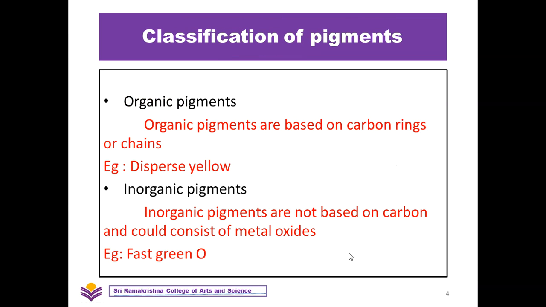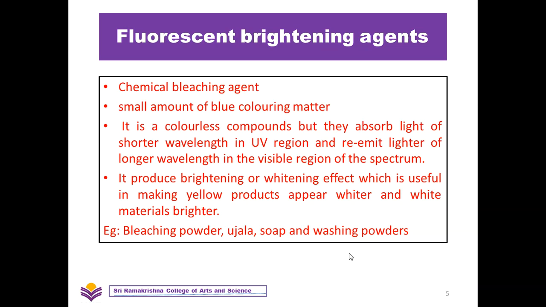Then, classification of pigments. There are two types of classification: organic and inorganic pigments. Organic pigments are based on carbon ring chains only, for example, disperse yellow. Inorganic pigments contain metal oxides. In fast green wool, an iron metal is present as the central metal atom. In disperse yellow, there is a combination of a majority of carbon atoms along with nitrogen and oxygen atoms.